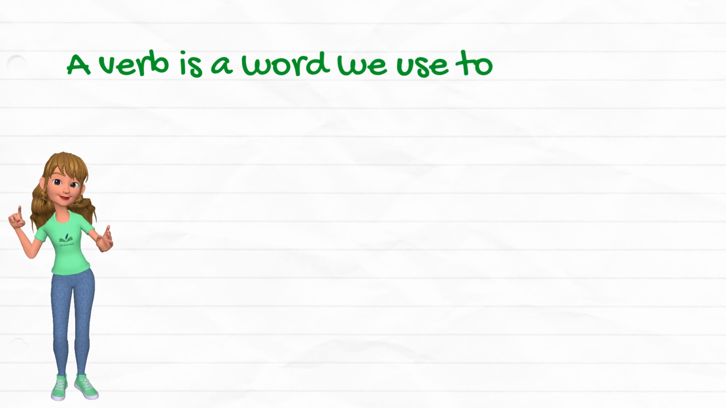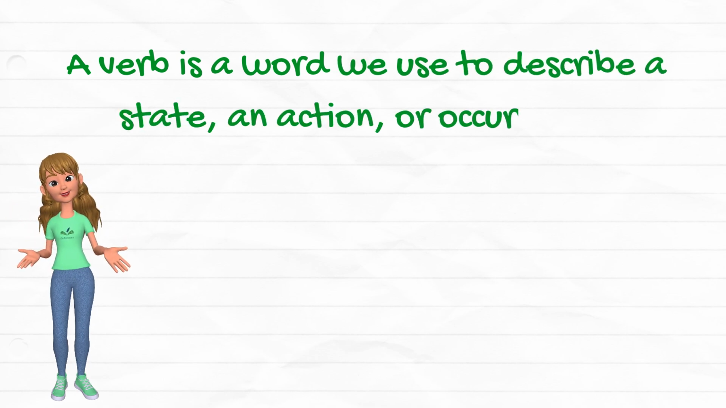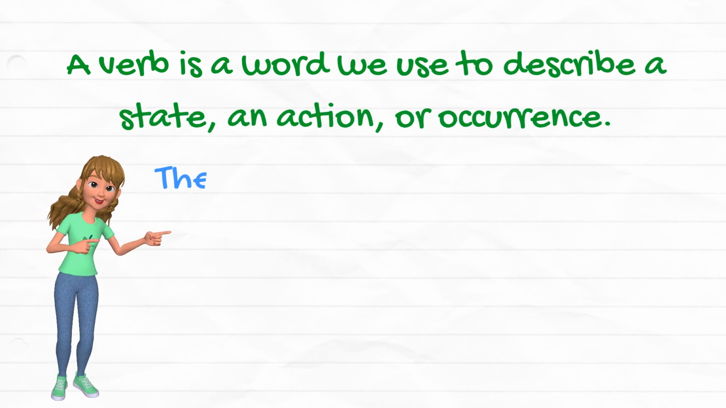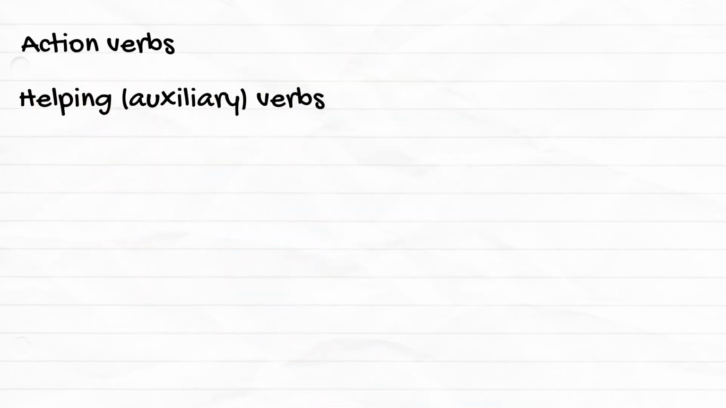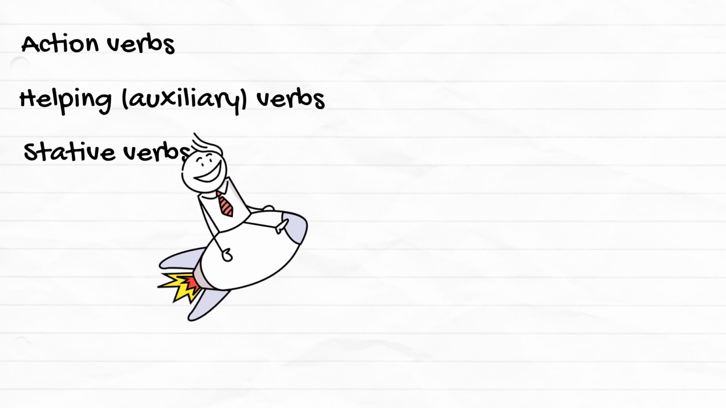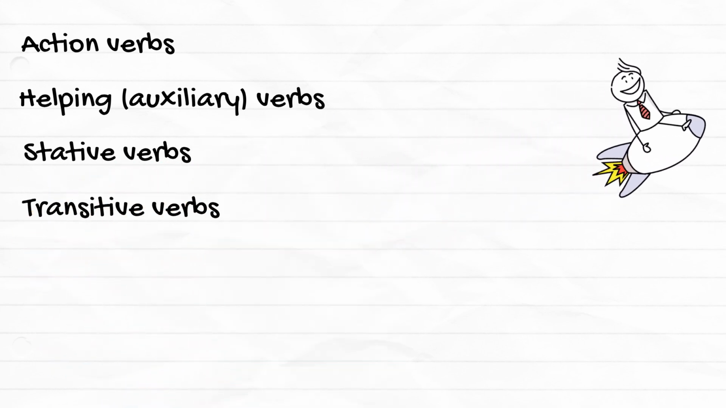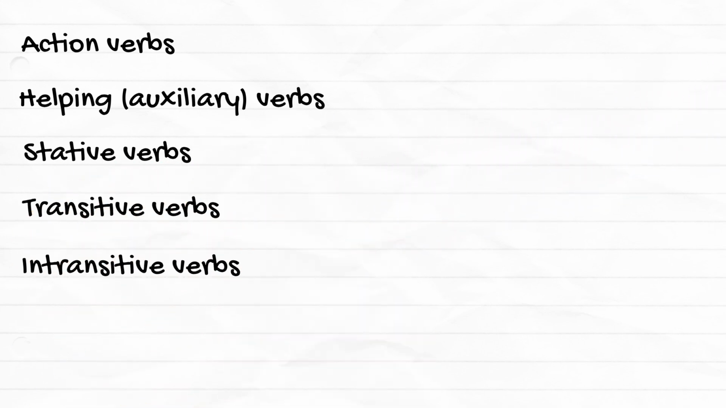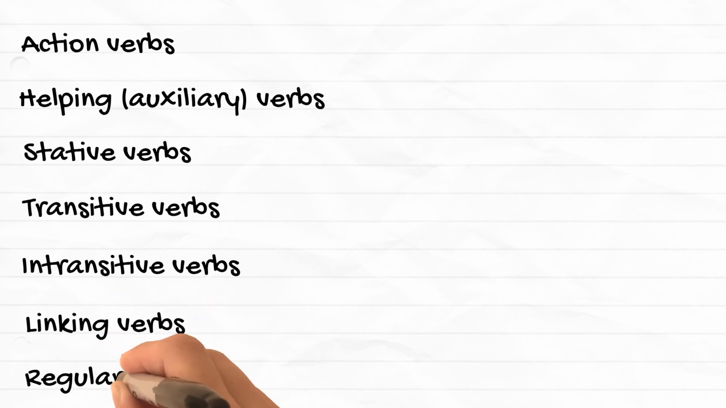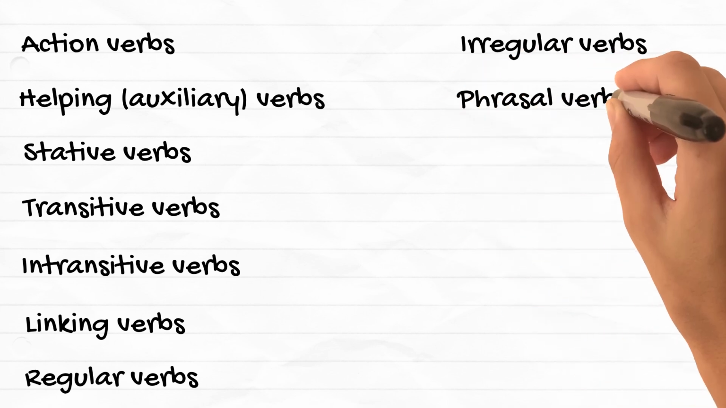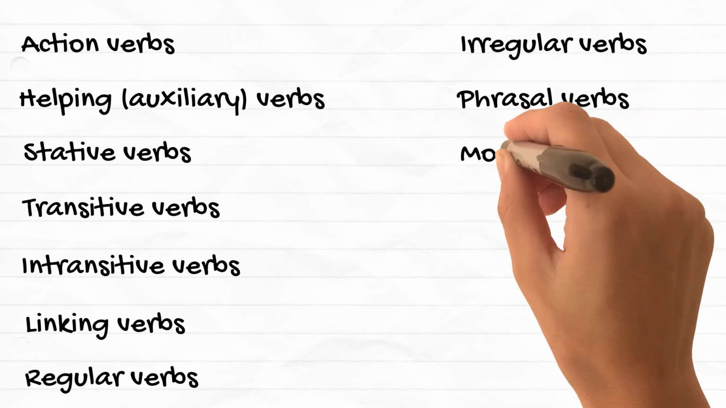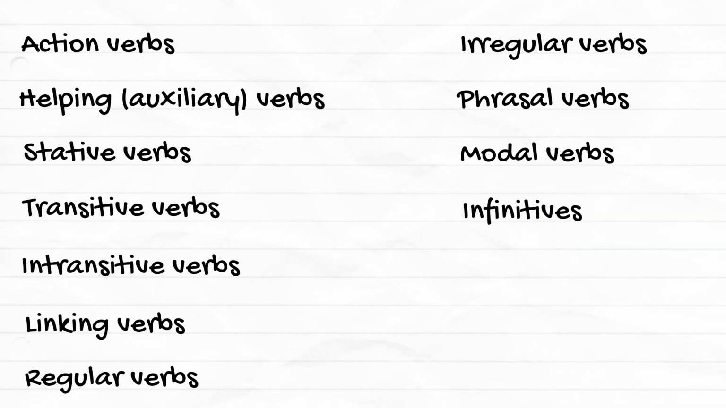A verb is a word we use to describe a state, an action, or occurrence. There are 11 types of verbs, and these are action verbs, helping, also known as auxiliary verbs, stative verbs, transitive verbs, intransitive verbs, linking verbs, regular verbs, irregular verbs, phrasal verbs, modal verbs, and infinitives.